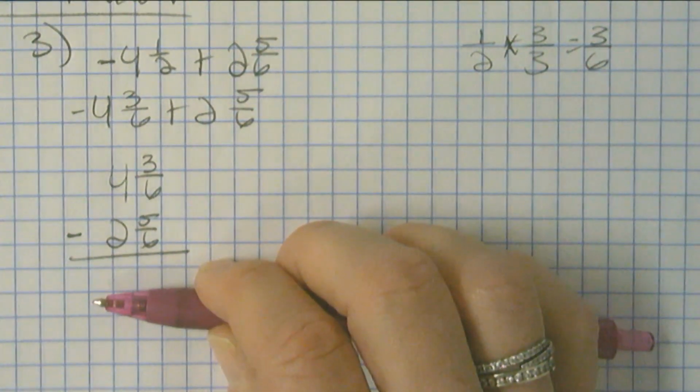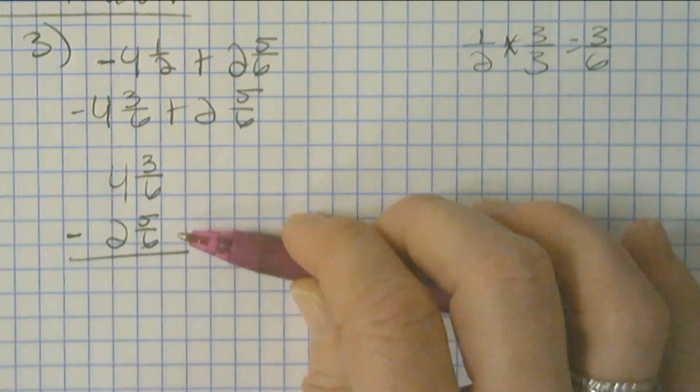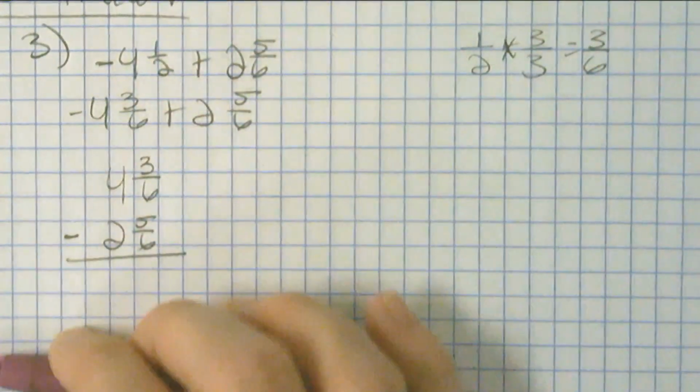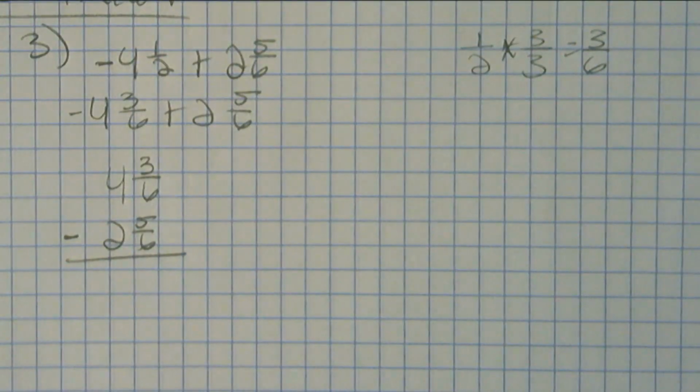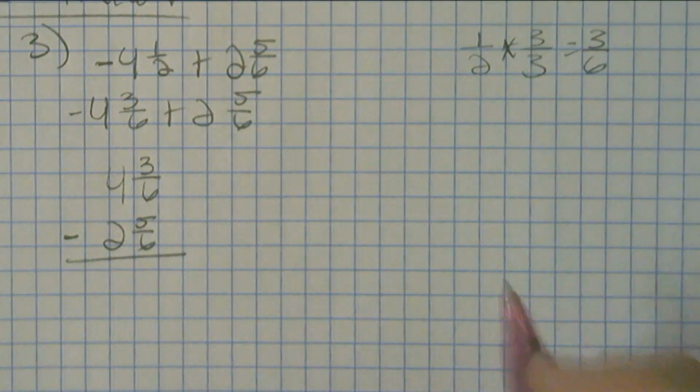Can you guys see the mistake that they made? They did the bottom minus the top, and then the top minus the bottom. You can't do that. It's always the top minus the bottom. So I have to borrow.